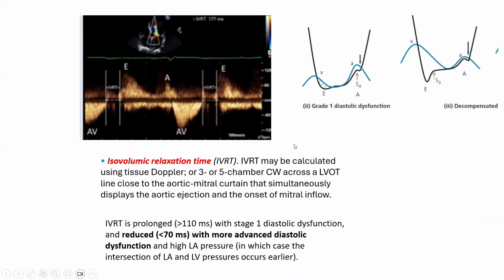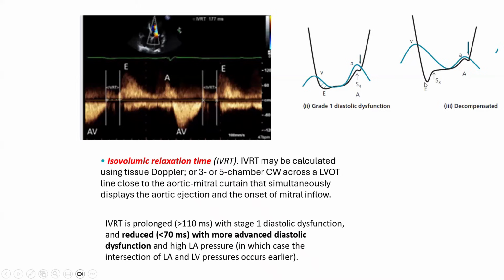Now I will describe another important parameter that is easy to obtain. It's the isovolumic relaxation time. So people think that in diastolic dysfunction and in systolic dysfunction, isovolumic relaxation time is prolonged. That's not true. In LV dysfunction, the full LV relaxation is prolonged, but not necessarily the isovolumic relaxation, because the isovolumic relaxation depends on the LA-LV intersection.